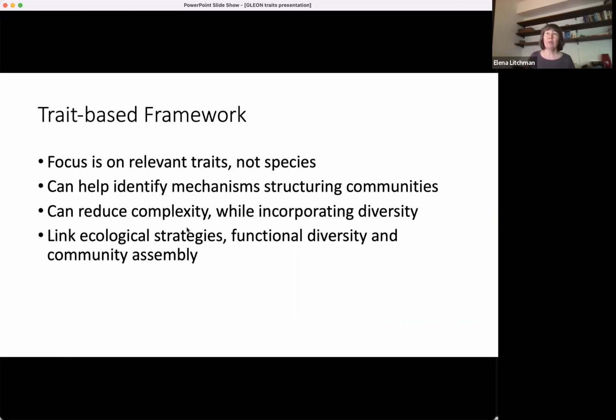So as I mentioned, the advantage of the trait-based framework is that it focuses on relevant traits, not species. So there is some level of abstraction there, but you can go back from traits to species if you wanted. Then trait-based approaches can help identify the mechanisms that structure communities. I gave an example from the primary succession, and there are many more. As I just showed, the trait-based framework can reduce complexity while still retaining this diversity, and you can think about this continuum of ecological strategies. This framework also helps link ecological strategies, functional diversity, and community assembly. So basically, I'm a strong proponent of looking at traits and trade-offs.